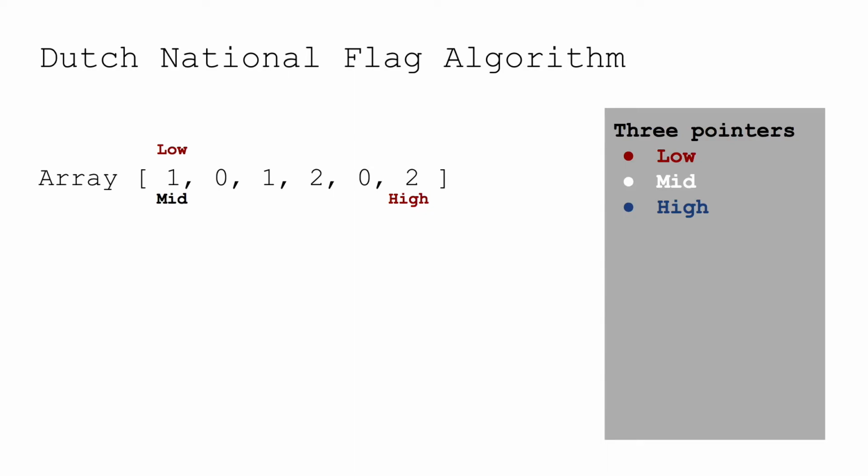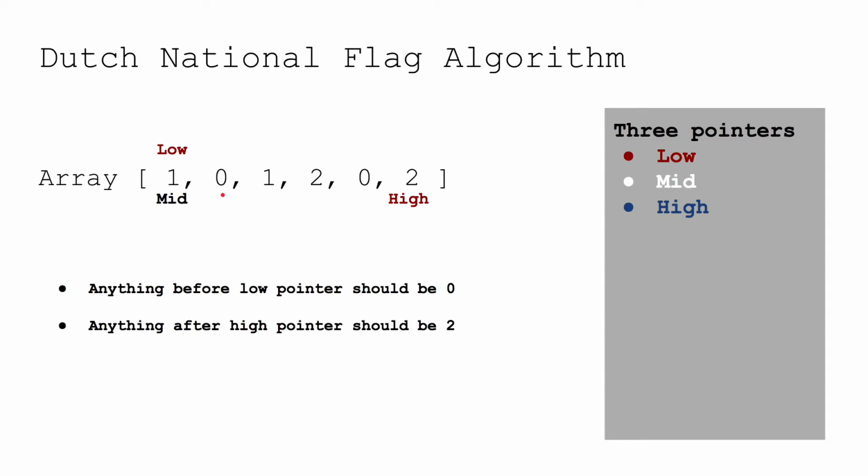And now after setting all these pointers, the idea here is that anything before low pointer should be 0. Okay, so we have to keep in mind that anything before low pointer should be 0. Like let's say if your low pointer is at this position, then all elements before that should be 0, and anything after high pointer should be 2. That means let's say if your high pointer is here, then these two elements should be 2.